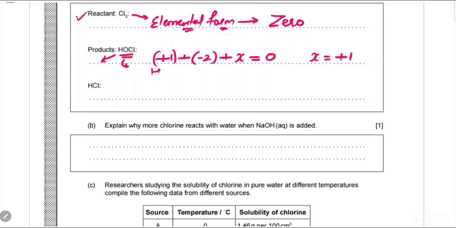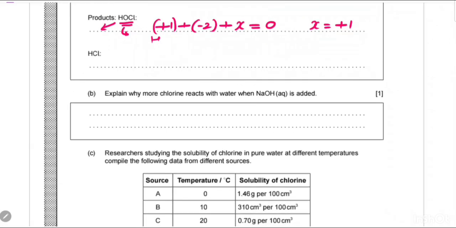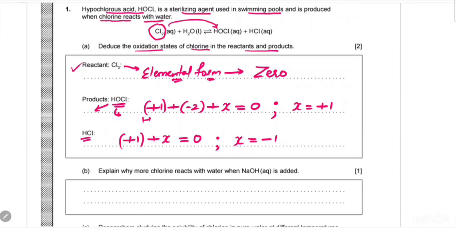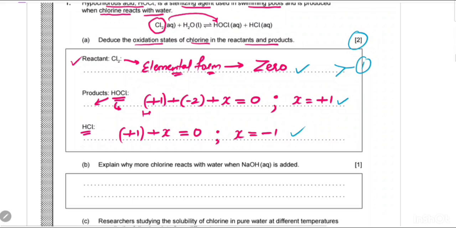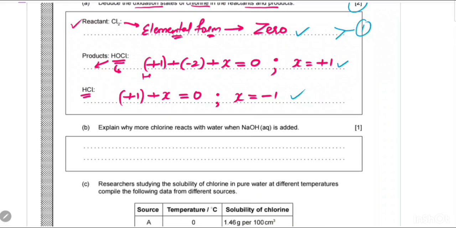You have to always write the plus or minus sign whenever you are talking about oxidation state, or the charges should be written. In case of HCl, again chlorine is bonded to hydrogen, which is a non-metal, so it is +1 for hydrogen, plus X for chlorine, and that equals 0. Therefore, X comes out to be -1. So our answer is +1, -1 and 0. If all three parts are correct, 0, +1 and -1, then I will get 2 marks for this. If any one part is wrong, then I will get only 1 mark. Got it? This question is directly related to oxidation states, which is redox, reactivity 3.2.